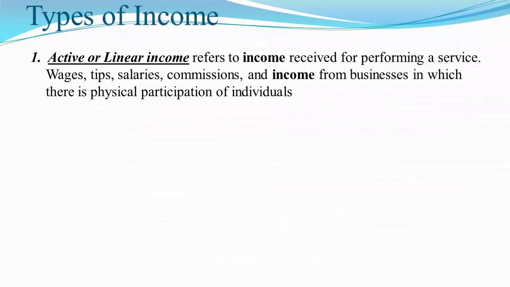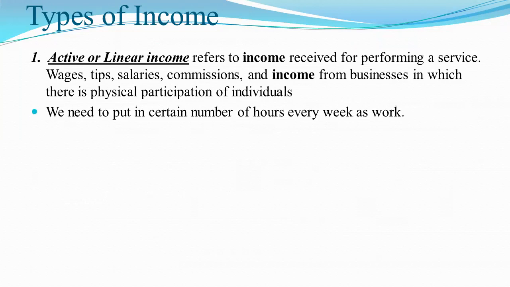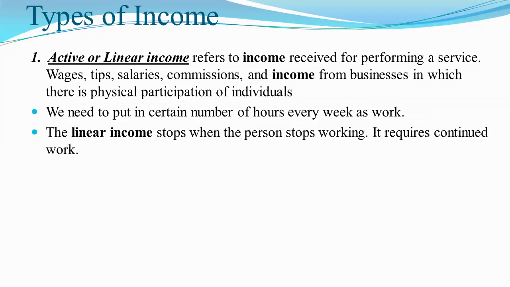Now we'll see something called types of income. Income is what we earn when we are doing some work. That is your wages, your salaries, your commissions. An individual physically has to be part of the income process because he is putting in effort and earning from that. We work 8 hours a day, 40 hours a week, and we earn something. It is a simple linear income. The day you stop earning, you will not get your money.